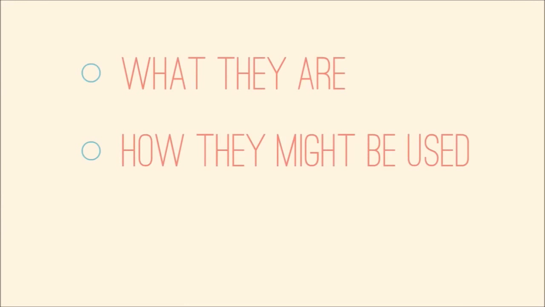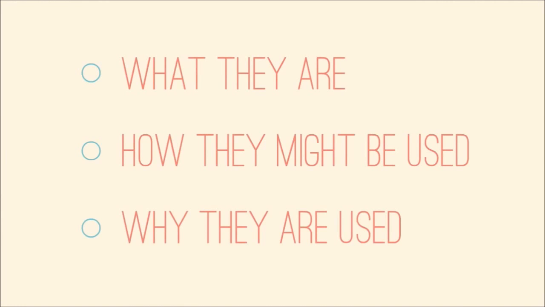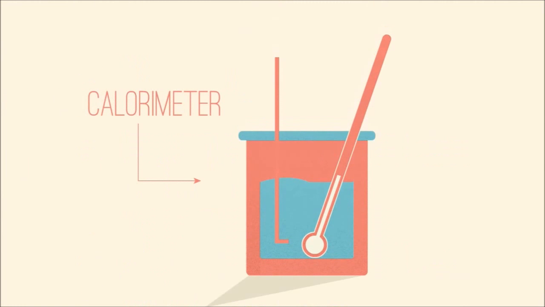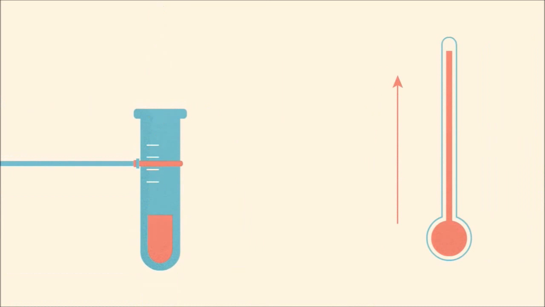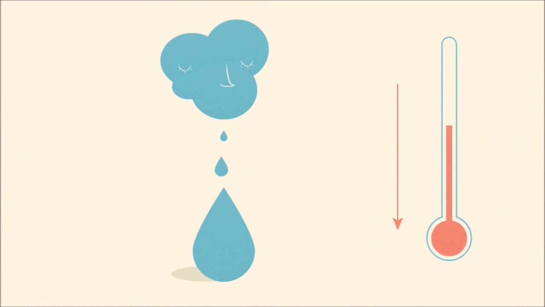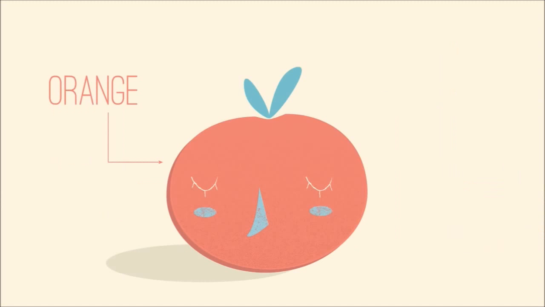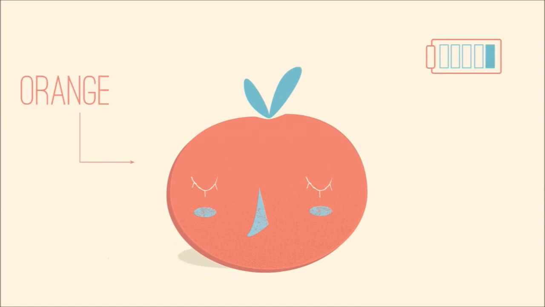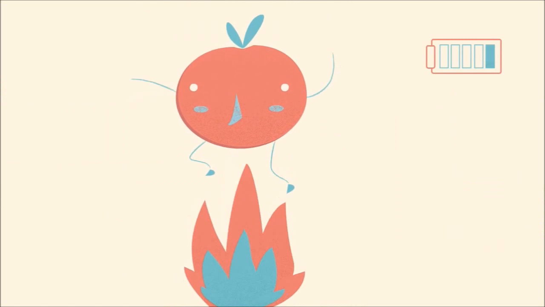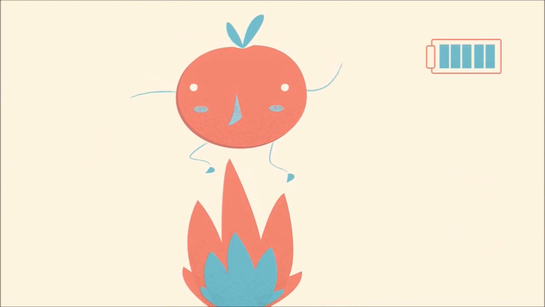What they are, how they might be used, and why they are used. A calorimeter is a device used for calorimetry, the process of measuring the change in heat of chemical reactions or physical changes, as well as heat capacity for a material. When you look at food items, their energy content was worked out by burning the food in oxygen to see how much energy is released.